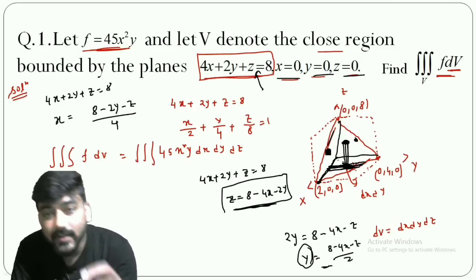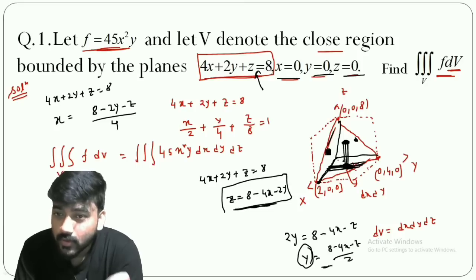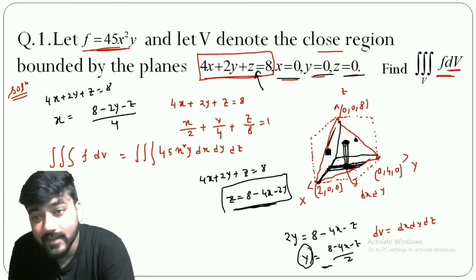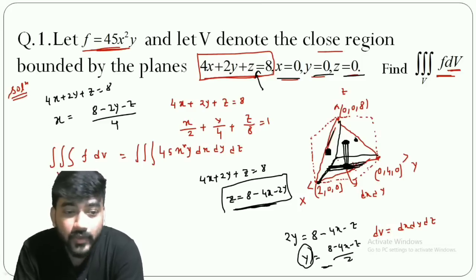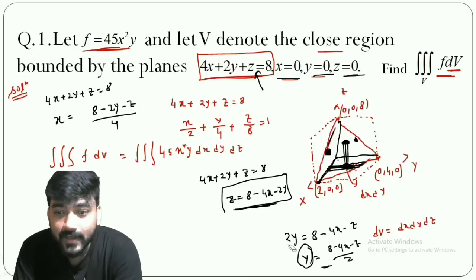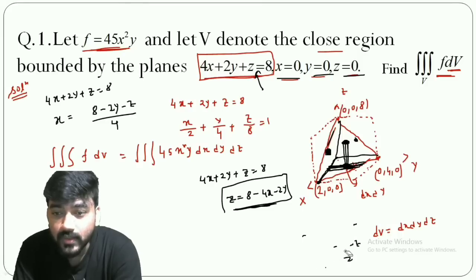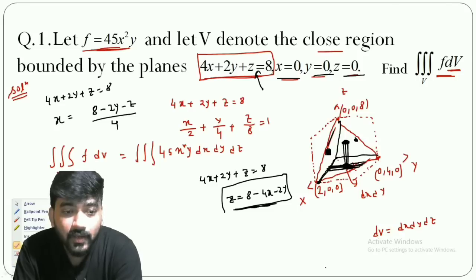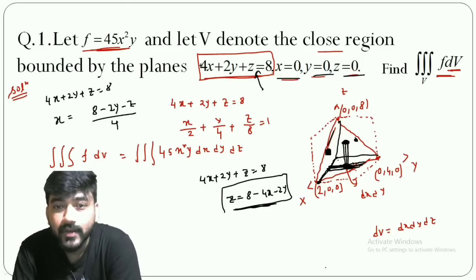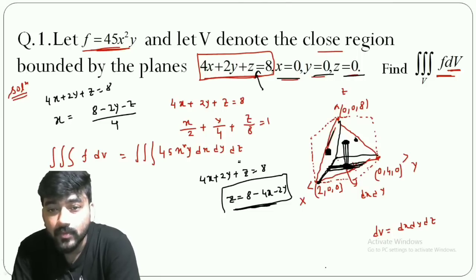So what are the steps you have to follow without drawing this diagram? This understanding is very important. Whenever you get this kind of volume integration, what do you have to do first? First you have to choose the limit of z. Please keep in mind, always try to put the limit of z first. And how can you get the limit of z? From the surface given, and here the surface is 4x plus 2y plus z is equal to 8. So from here you first have to find z.